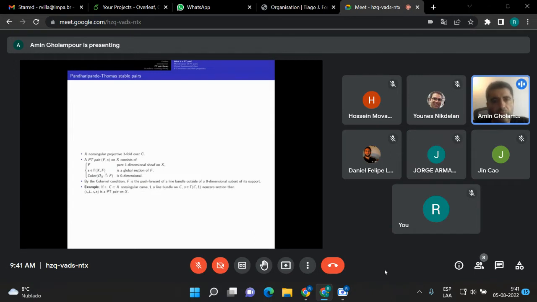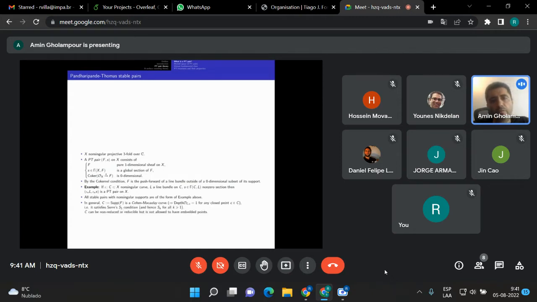An example: we can make stable pairs this way. In fact, if C is a non-singular curve and L is a line bundle on C, and S is a non-zero section of L, then basically we can push this data forward and get a PT pair on the threefold X. So in fact, if the support of the sheaf F is non-singular, all the stable pairs are obtained this way. But the support can become singular.